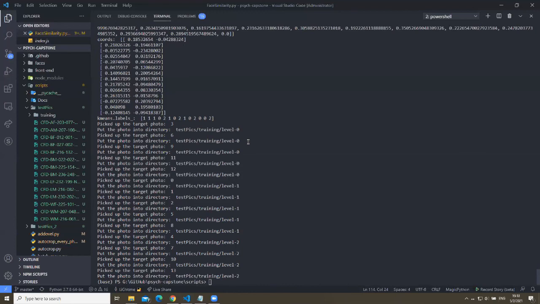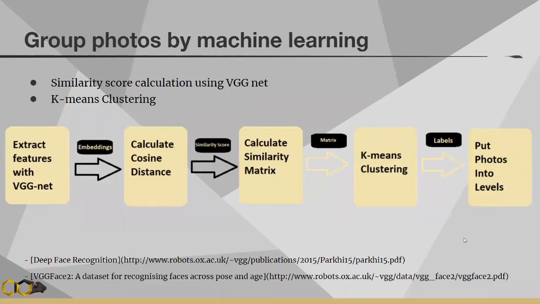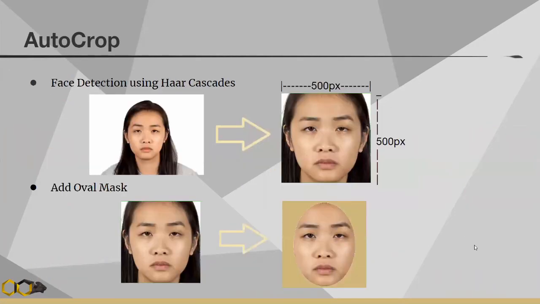After we put the photos in the folders, we use Node.js to call the corresponding ones for each level and communicate with the front end. For the auto crop part, we use a Haar cascade to detect the faces from the initial image and crop them. Here is the example. And the last task is to add an oval to each face. And you can see here below is a very simple example.